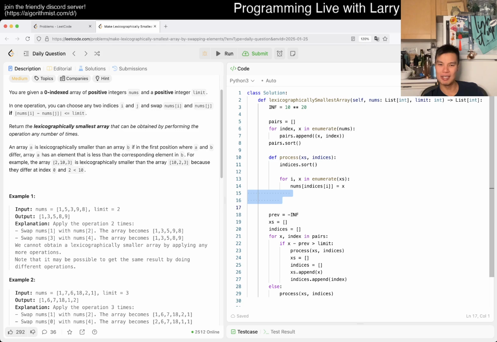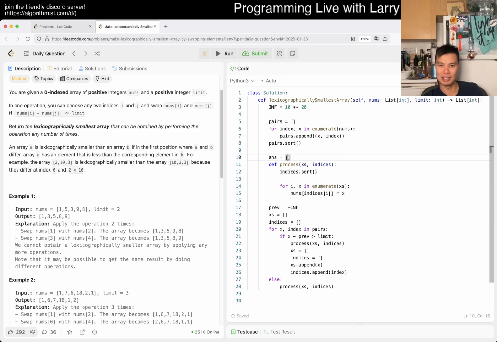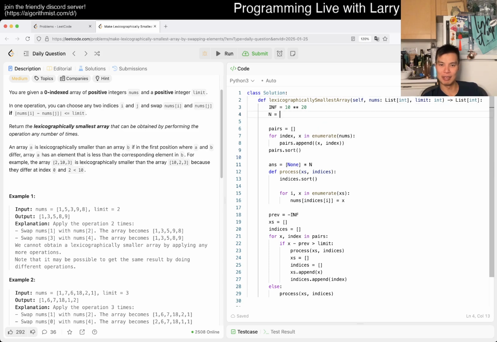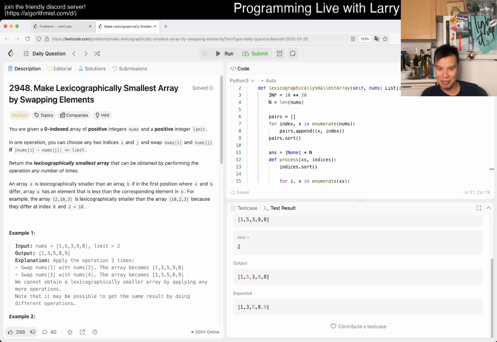Maybe we should set up an answer, fine. So answer is equal to None times n, where n is the length of nums, and then here we just update answer. Maybe you could pass it up or whatever you like, but that's it. And then at the end we just return answer. Hopefully that should be good. I mean, mistakes do happen all the time.